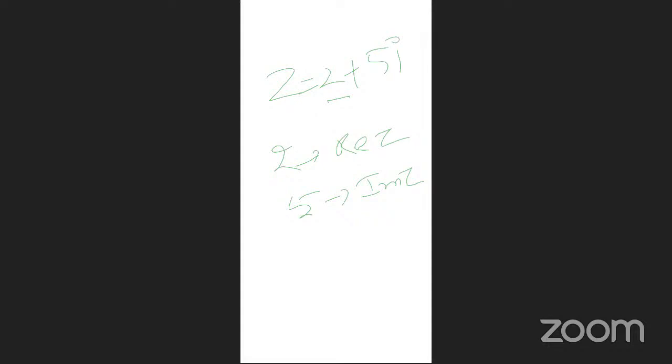Now, see the next one. z equals x plus iy. Then the modulus of z, we write as mod z, equals under root of x square plus y square. If z equals x plus or minus iy, then mod z equals under root of x square plus y square.